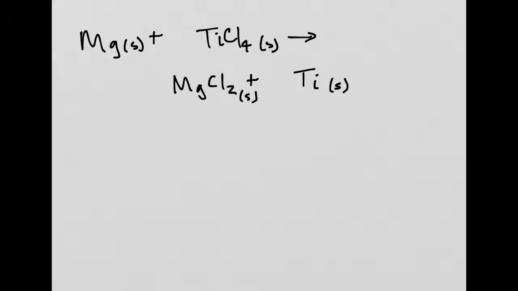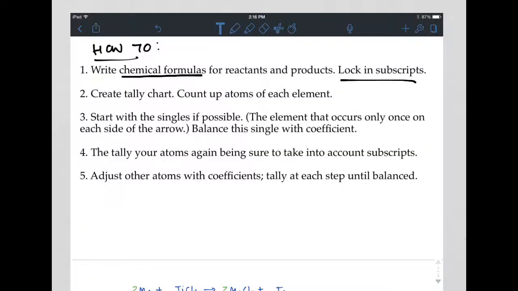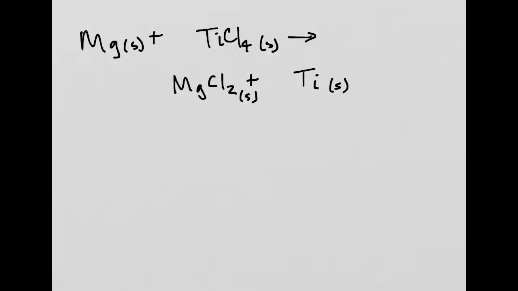So we have to lock in on these subscripts associated with the chlorines. You should understand that there's no subscript written between the titanium and the chlorine, or the magnesium and the chlorine here, but you can assume that if nothing's there, it is a coefficient of 1. So that took care of step number 1, locking in on the subscripts. Then we're going to do step number 2: create our tally chart and count up the atoms before we do anything else.